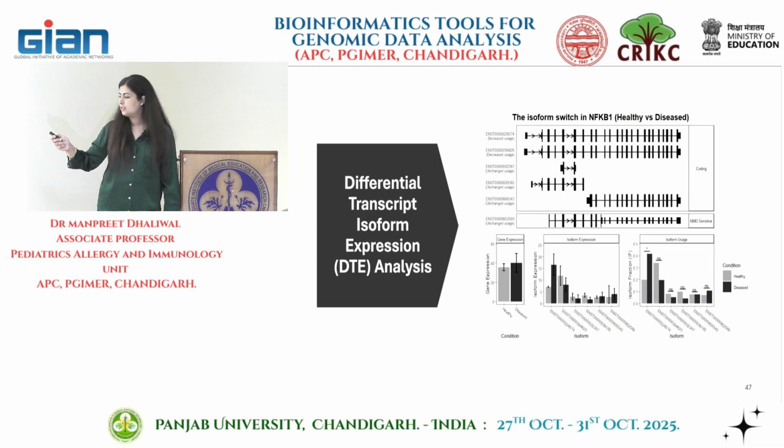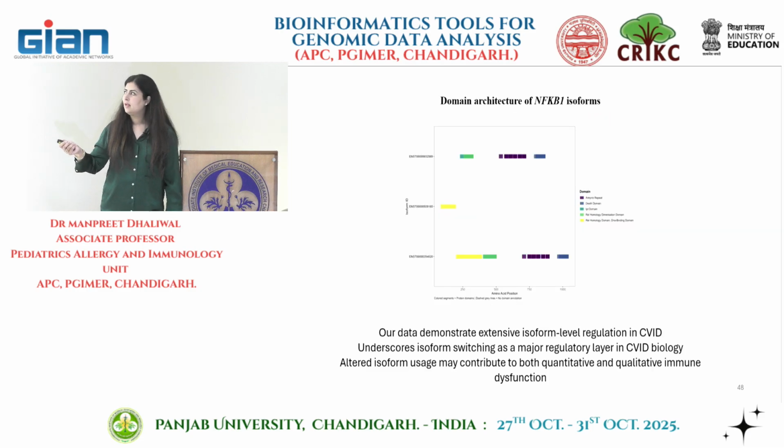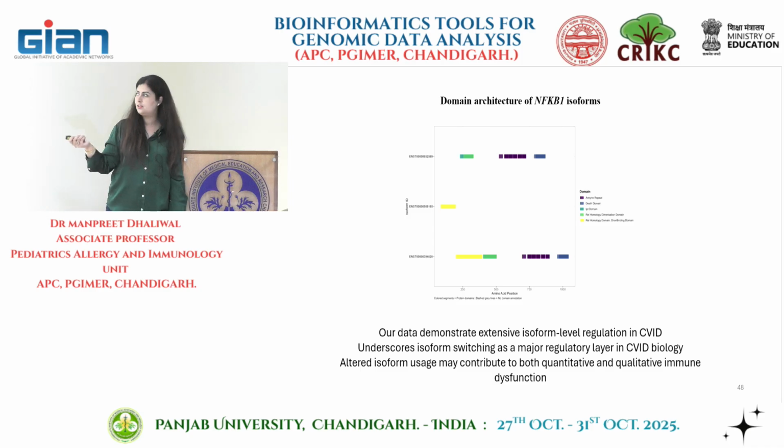But then we did not stop here, we took it a step further, and we wanted to see how these isoforms contribute to the different domain architecture. This is an example of nuclear factor kappa B1. Now I can see that my complete protein would have all these domains. This is a transcript which is actually encoding for all these domains. But is this the one which is highly upregulated or expressed, or the one which is used?